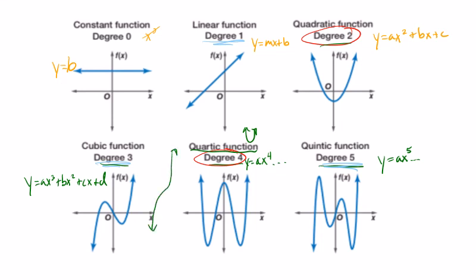Okay. All right. So anyway, because it's a degree 5 doesn't mean it's going to for sure have 4 turns, but that's the most turns it can have. All right.